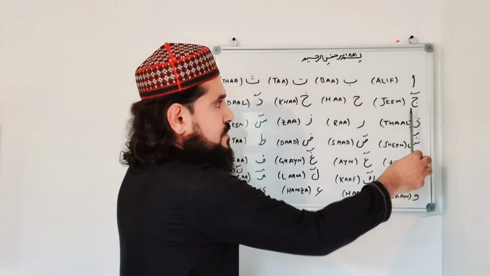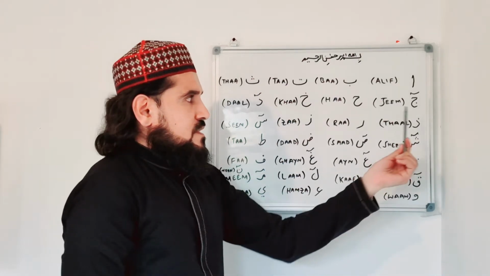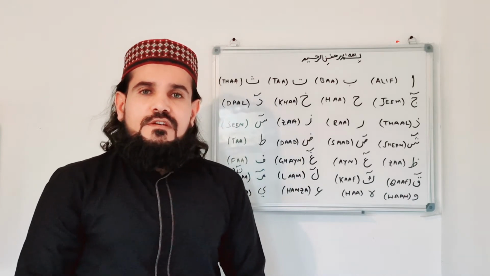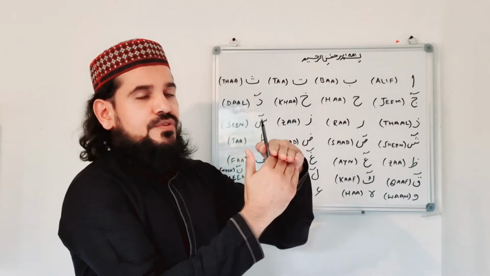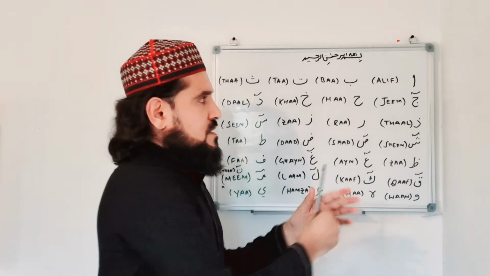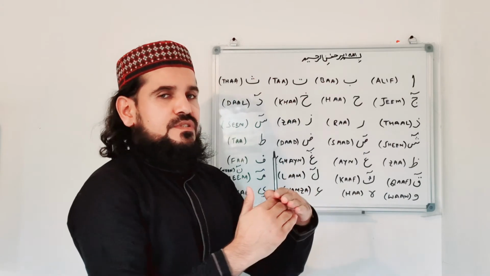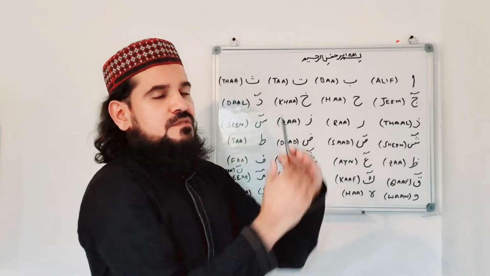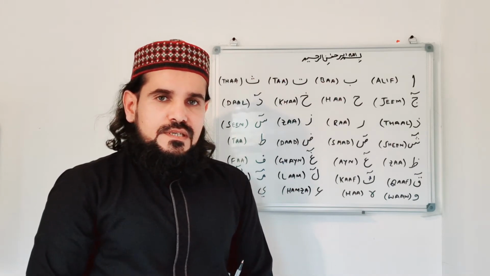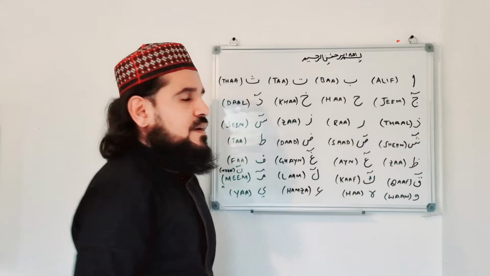The next one is Jim. So this is the letter which comes from the middle part of your tongue. When it touches the palate, you can say the middle part of the palate, this is where the makhraj is. Middle part of your tongue touches the middle part of your palate. So that will be Jim.